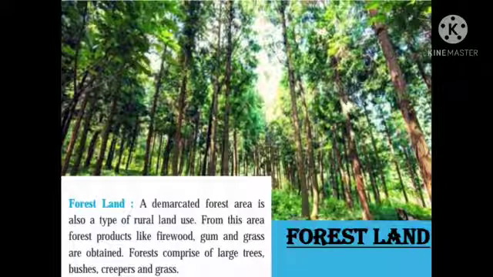Forest land. We all know forest land means the land which is occupied by the forest. A demarcated forest area is also a type of rural land use. From this area, forest products like firewood, gum, and grass are obtained. Forest comprises large trees, bushes, creepers, and grass. Demarcated means the area which is specially reserved for forest. This forest is very useful for the people. So we get different types of things from the forest land also.